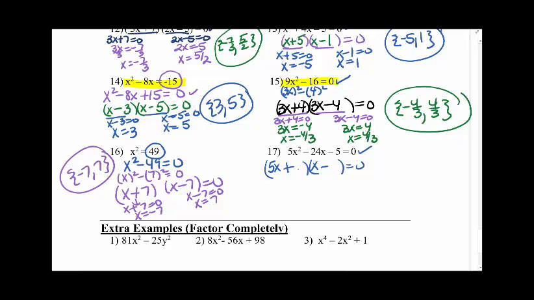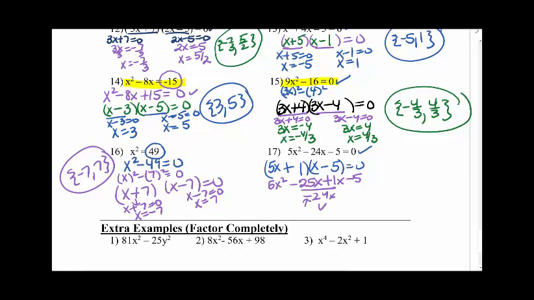Same idea for 5. I can't put the 5 in the first parentheses because that would create a GCF. So it's got to be a 1 and a 5. It's really my only choice other than changing my signs. So I have to FOIL this out to make sure it works first because I got to check my signs. Gives me 5x squared minus 25x plus 1x minus 5. That gives me the negative 24x.